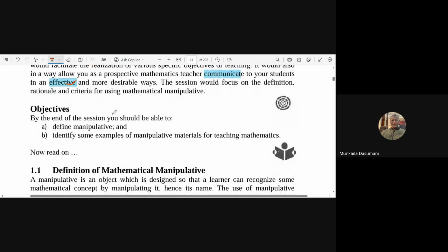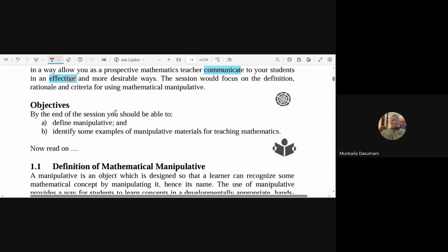By the end of this section, you should be able to define what manipulatives are, and also identify some examples of manipulative materials for teaching and learning of mathematics.